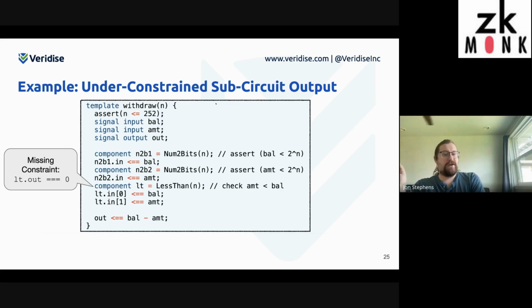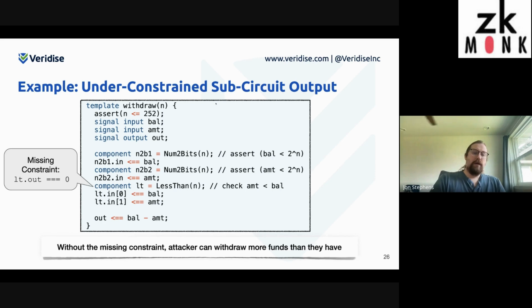And the other side effect of this is, if you consider output here, because Circom and many ZK languages don't actually enforce that fields cannot overflow or underflow, that subtraction down at the end could also underflow, which would result in that output value being a large value at the end of this, which is similar to other vulnerabilities that we've seen in blockchain applications in the past. So without that missing constraint, essentially the attacker can withdraw more funds than they actually have. And this type of vulnerability can have a significant impact on applications.